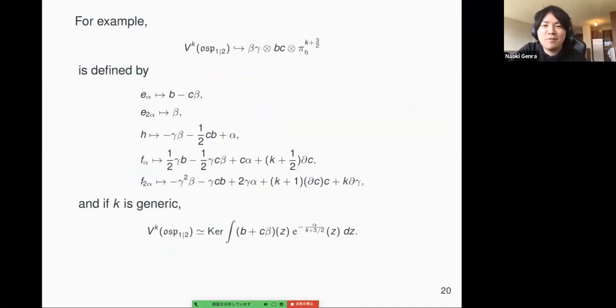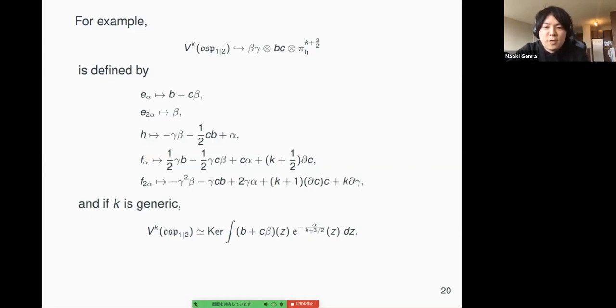So, for example, if you compute the OSP(1|2) case, we can compute this image in this way. E alpha and F alpha are odd elements, and E2 alpha, F2 alpha, and H are the standard sl2. E alpha is the unique odd simple root, but non-isotropic. And this image can be characterized by using the screening operator and the last equation. It looks like P plus C beta T and exponential minus alpha, k plus 3/2, where 3/2 is the dual Coxeter number of OSP(1|2).